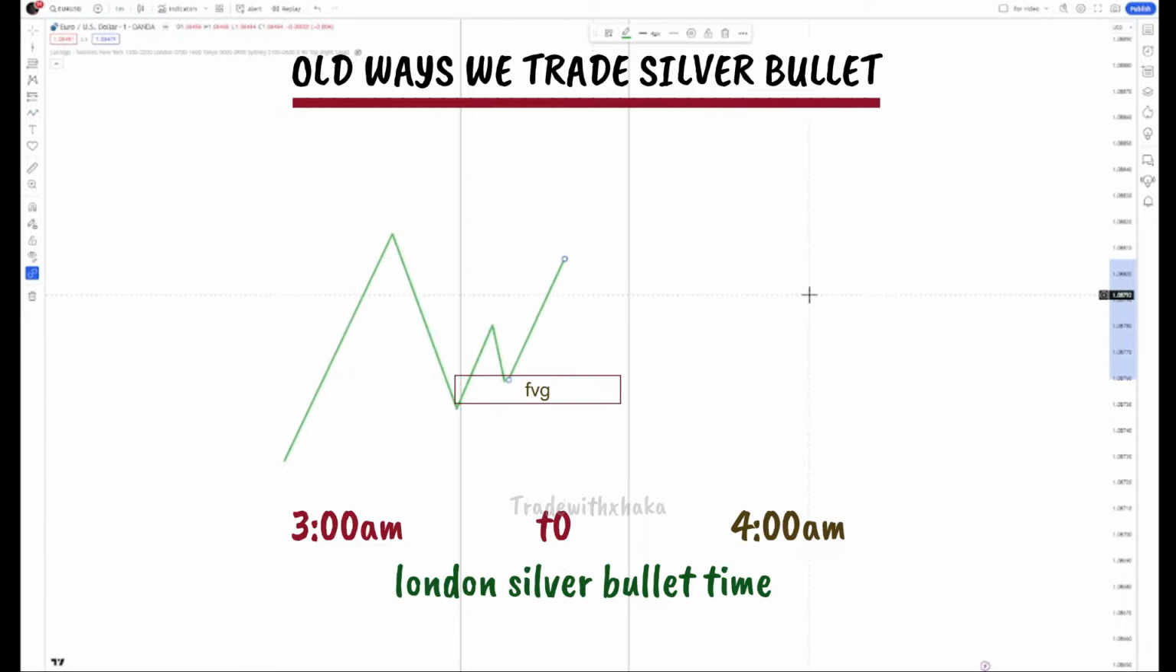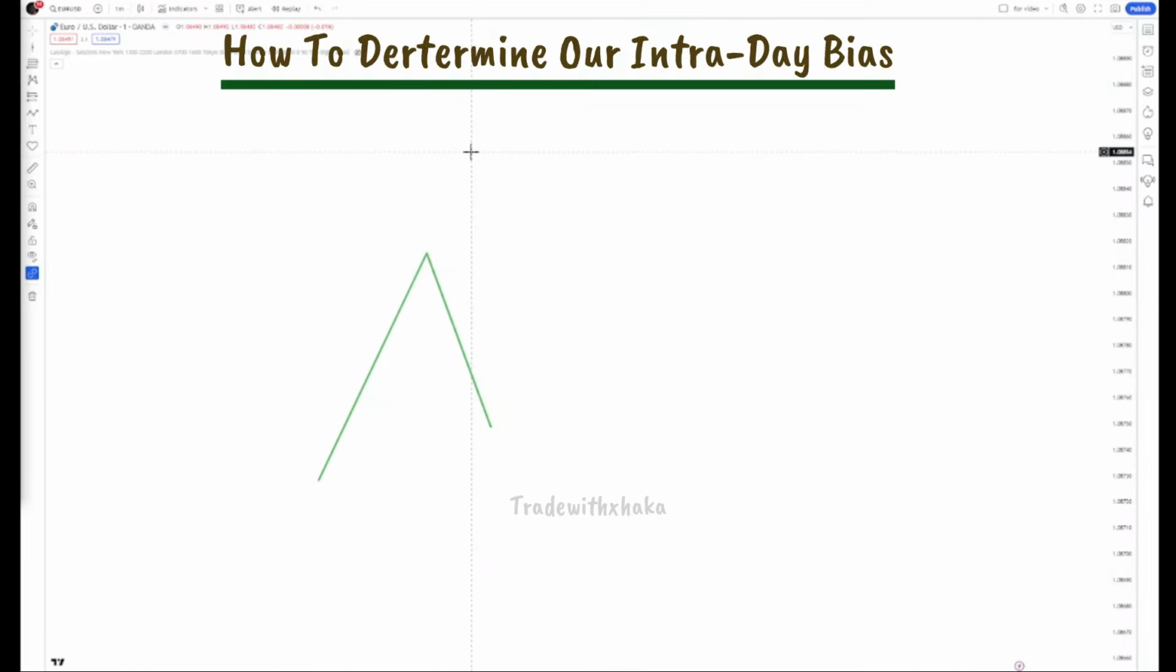This sounds good and simple, but I told you earlier on that I got stopped out so many times trading silver bullet this way. But since I discovered this ICT silver bullet remastering, that is a modification made on it, everything changed. So for that reason, we need to know our bias. Now let's know how to determine our bias. That is the first thing we need to learn before moving to entry model and the other confluences added to it. So stay tuned. Now, how do we determine our intraday bias?